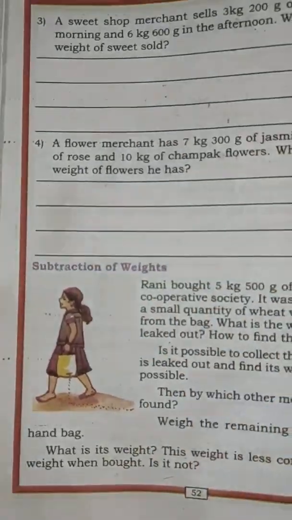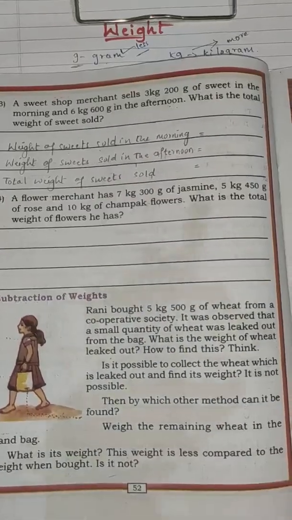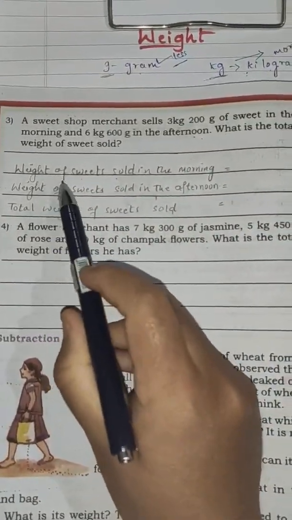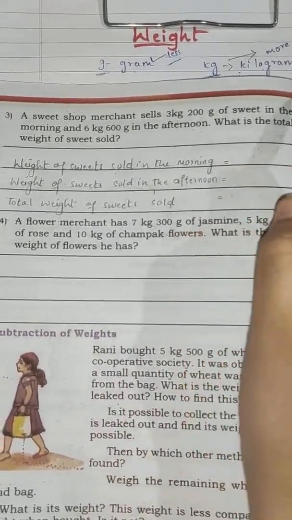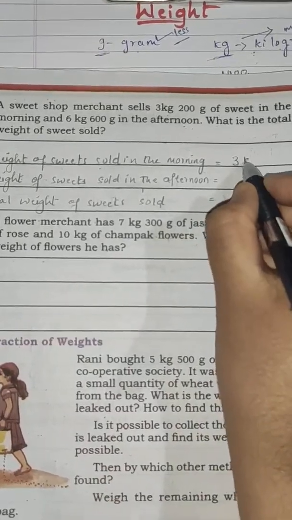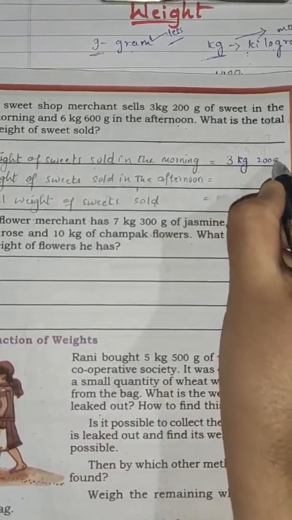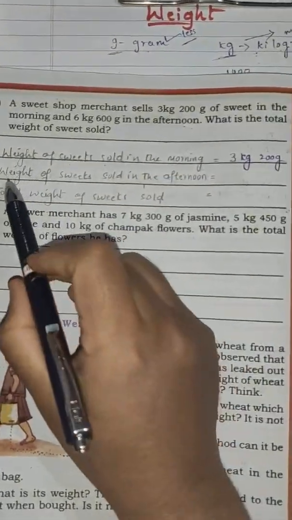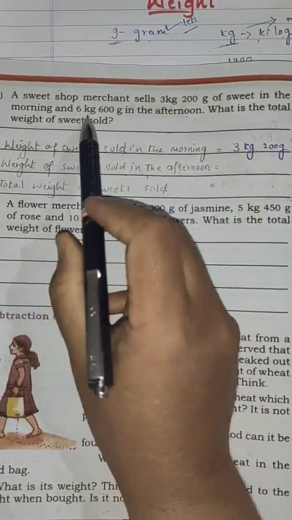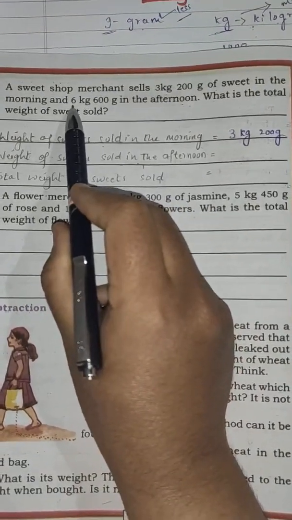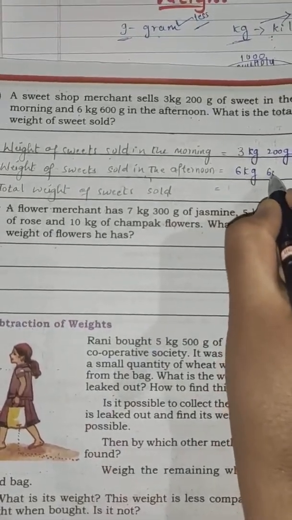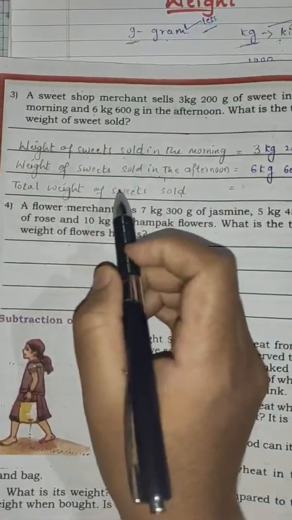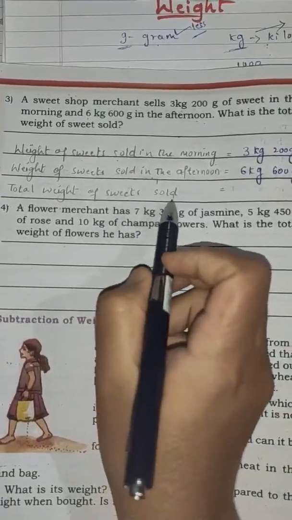Okay. So let us write the statements. So here are the statements. Weight of sweets sold in the morning. So it is 3 kg 200 gram. So let us write 3 kg 200 gram. Next is weight of sweets sold in the afternoon. It is 6 kg 600 gram. So 6 kg 600 gram. So I have to calculate the total weight of sweets sold.